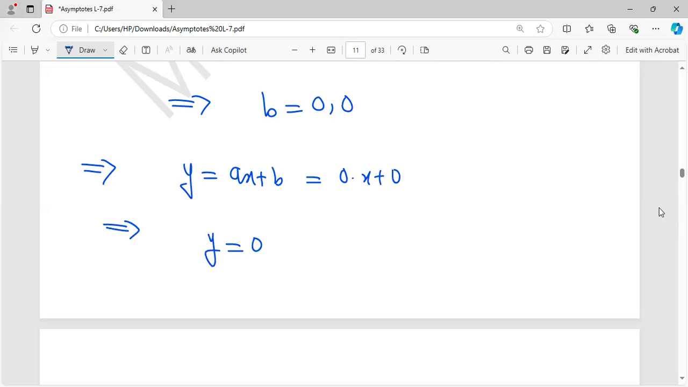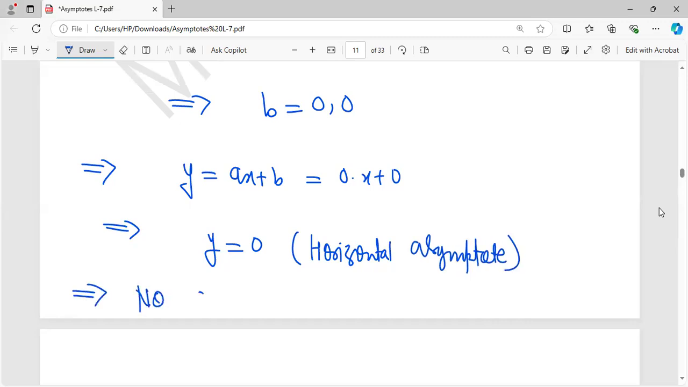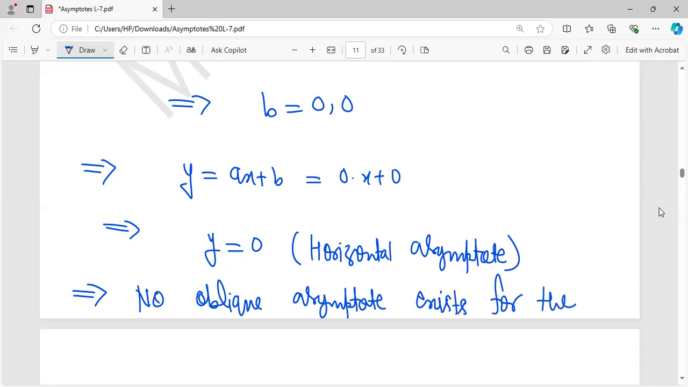Sometimes whenever we are going to find an oblique asymptote, because A and B are 0, we will get a horizontal asymptote. This is a horizontal asymptote. So what does it mean? Whenever we are going to find an oblique asymptote and we get a horizontal asymptote here, this implies no oblique asymptote exists for the given curve.